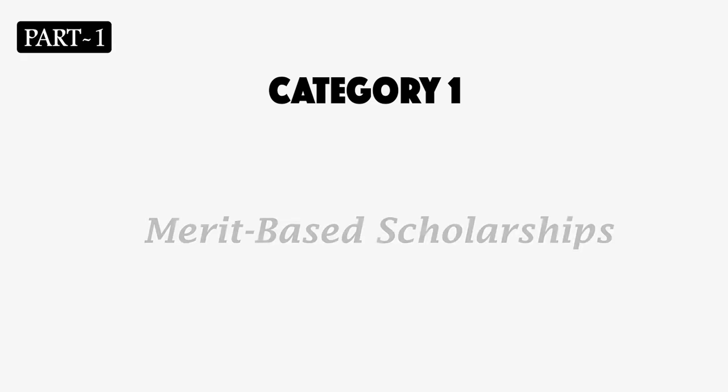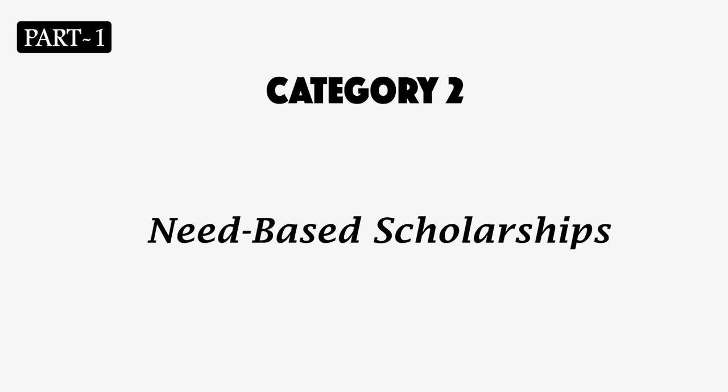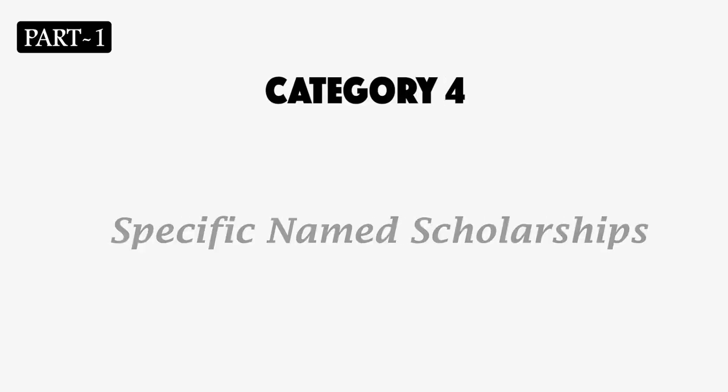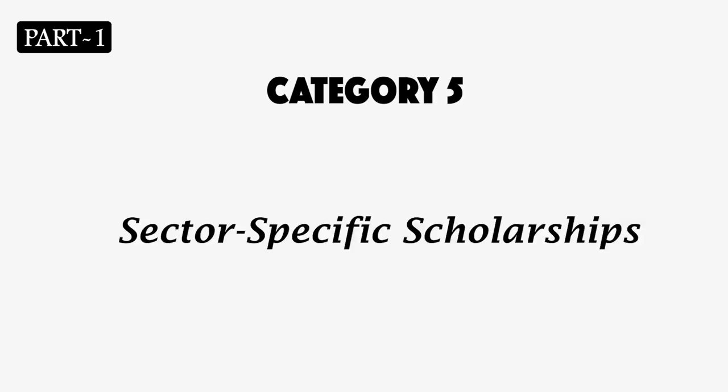Category 1 is a merit-based scholarship. Now then we go to the second type of scholarship, which is need-based scholarship. The third comes need cum merit-based. Then the fourth one is named scholarship. Fifth one is sector-specific scholarship.